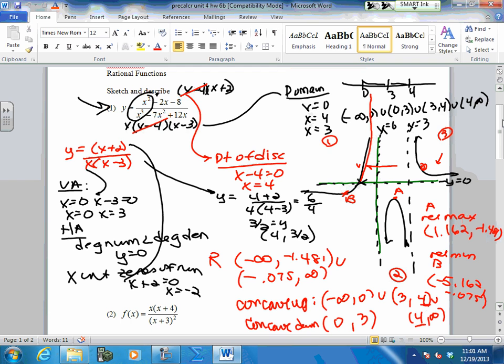And my y-intercept, when x is 0, I'm going to go back up here. It takes this one out. I've got a negative 8. And it takes out the whole bottom. Can I divide by 0? No. So I have no y-intercept. How's that?